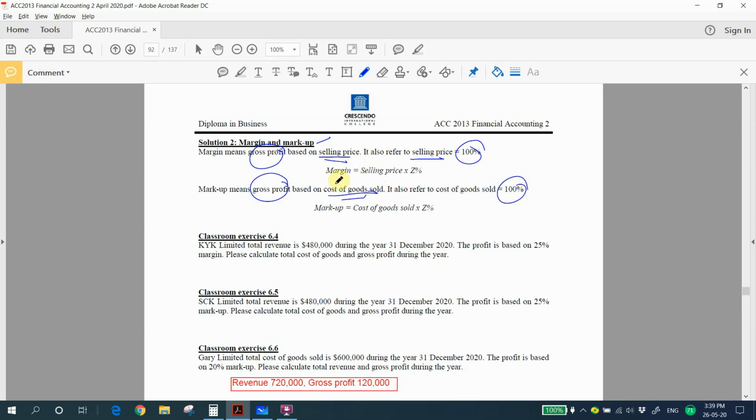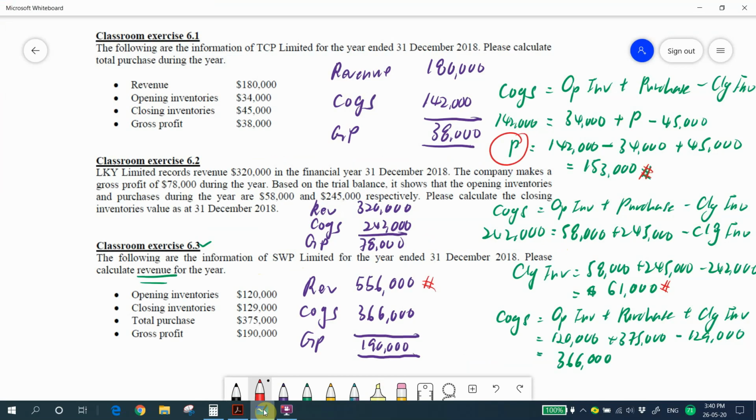What is your formula for margin? Margin equals your selling price times the percentage. Markup is based on cost of goods sold. So let's try exercises 6.4 and 6.5 to understand how to use the margin and markup concept to identify the missing information. KYK Limited's total revenue is 480,000 during the year ended 31st December 2020. The profit is based on 25% of the margin. Please calculate the total cost of goods sold and the gross profit during the year. So let's have a look.